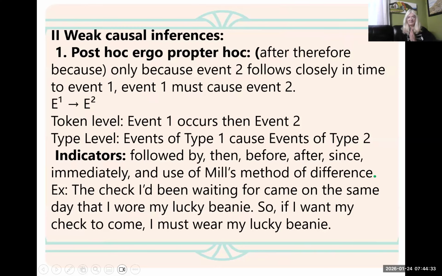Okay, next we have different types of weak causal inferences. The first one is called post hoc, ergo propter hoc. After it, therefore because of it. Only because event 2 follows closely in time to event 1, event 1 must cause event 2. So this goes from token level events, event 1 occurs, then event 2 occurs, to saying, well, that means that at a type level, events of type 1 cause events of type 2.